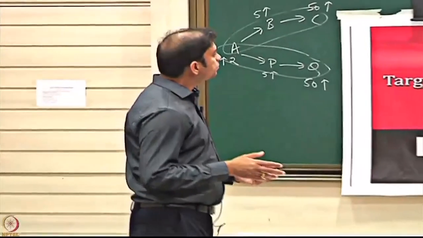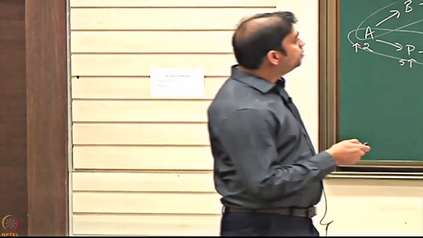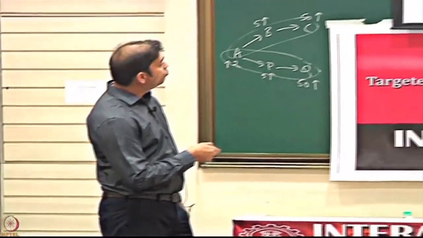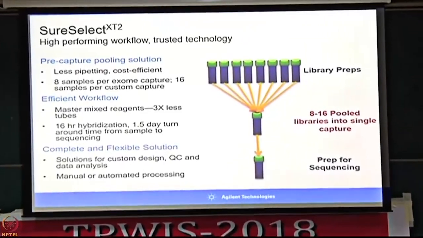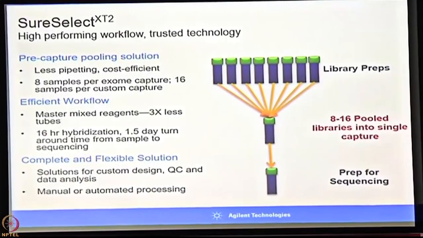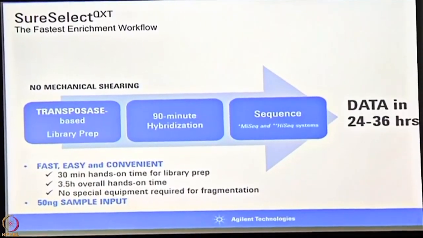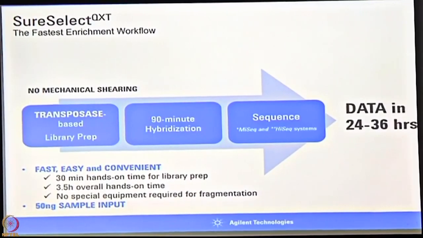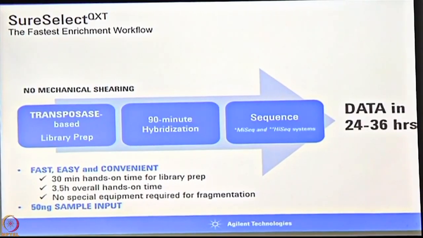exome. Another, if you want to do a comparative study, you can barcode the patient samples and pool them, 8 to 16 in one pool, followed by capture and sequencing. So you can also compare between patients; that is XT2. And another library preparation is based on enzymatic shearing. You can use a transposase enzyme to make the libraries, then hybridization, followed by sequencing. This is the fastest way you can make libraries for exome sequencing.